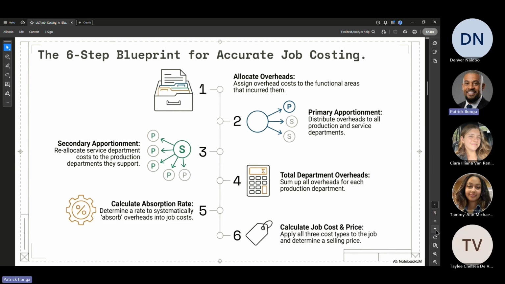But then we can do a secondary apportionment, where we reallocate some of the money that we allocated to the service department. We now reallocate it to the production department. So from service, I don't know if you can see my mouse, from service to production. Remember again, we are just covering the theory. No memorization is needed. It's just something you need to keep in mind, because you need to have that critical thinking, right?